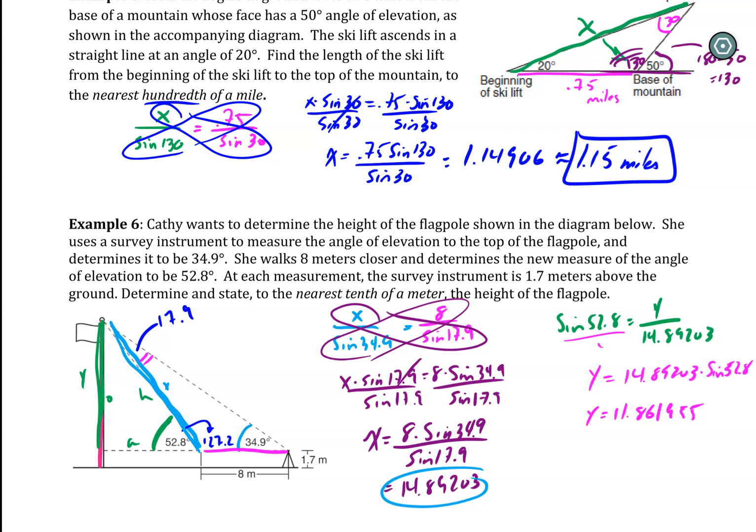Now be careful, that's not my answer, which is what everyone wants to say. Why isn't it the answer? Because that's only from here to the top of the flagpole. We have to include this little portion here, which is the height of the survey stick. So I've got to add 1.7 meters to this, and I get the flagpole to equal, to the nearest tenth, approximately 13.6 meters tall.